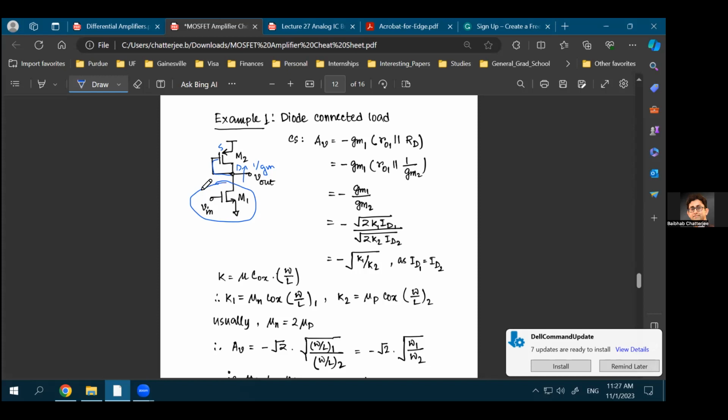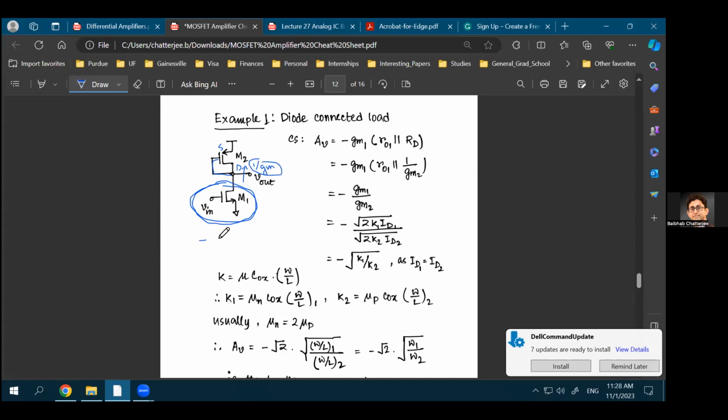Here you identify that this is a common source, right? I guess at this point all of you can identify that this is a common source. And if that is a common source, what is the load connected to that common source stage? The load connected to the common source stage is the resistance looking into the drain of a diode connected MOSFET. And we have proved that for a diode connected MOSFET, the resistance looking into the drain is equal to 1/Gm.